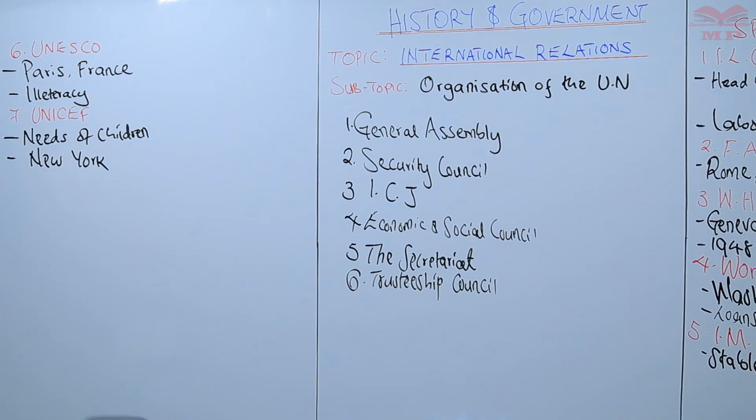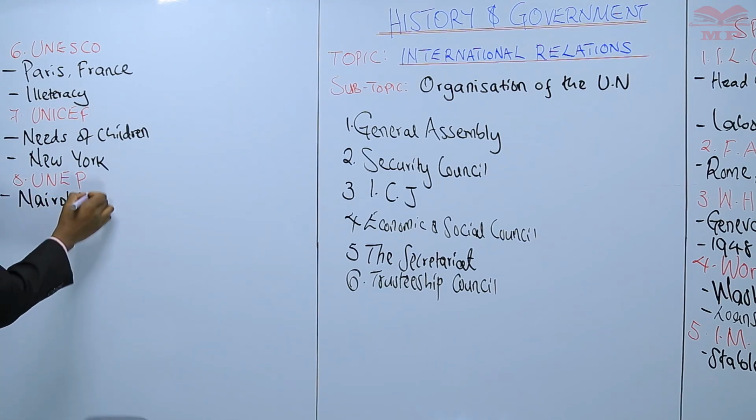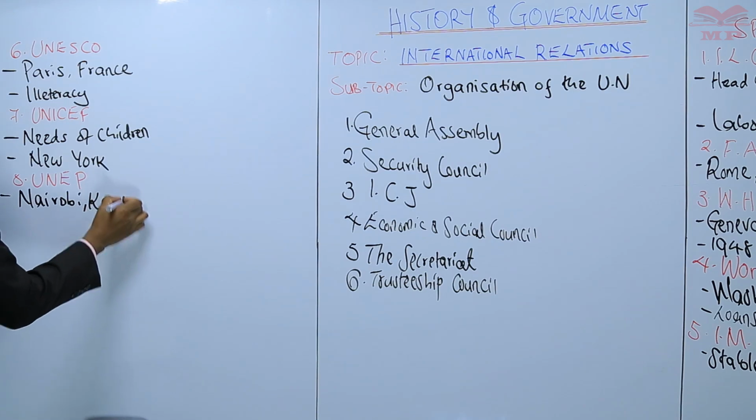Now, the second, there are still more. Number 8, we have the 8th organization. We have UNEP. This is the United Nations Environmental Programme. Its headquarters is found in Nairobi, which is in Kenya.